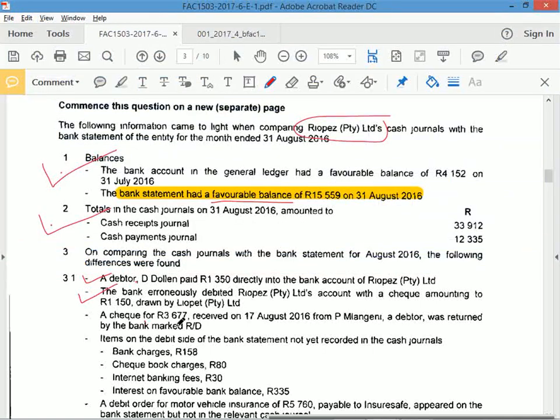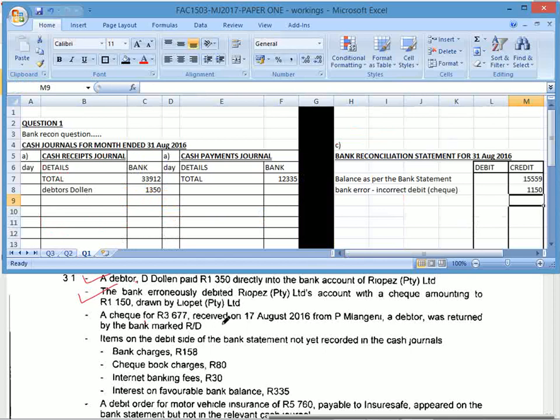Next, a check for 3677 received on 17 August from P, a debtor, was returned by the bank, marked RD. When you see RD, you know this is a dishonored check. Where do dishonored checks always go? Always go cash payments. Good. It will never go anywhere other than check RD, cash payments.